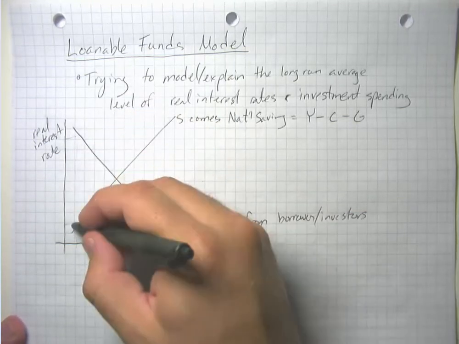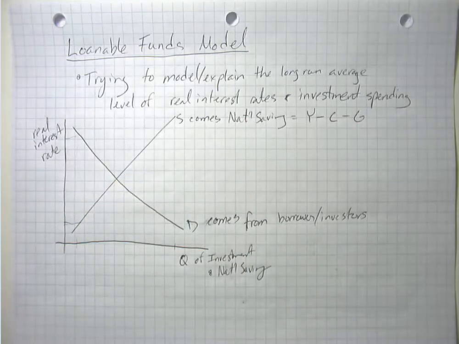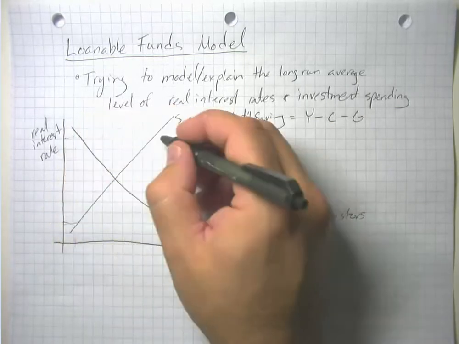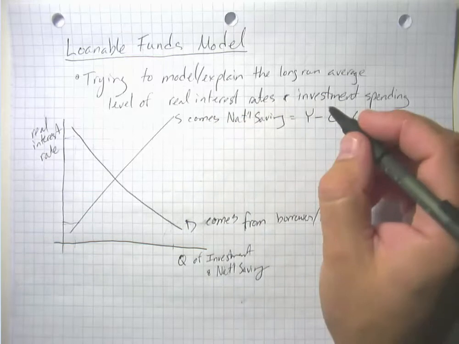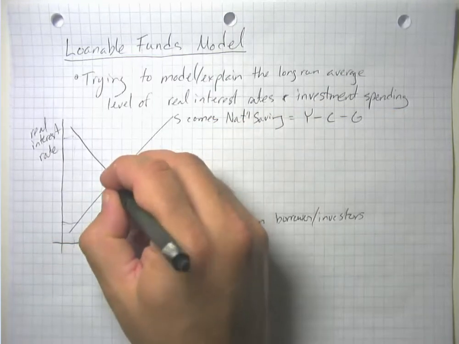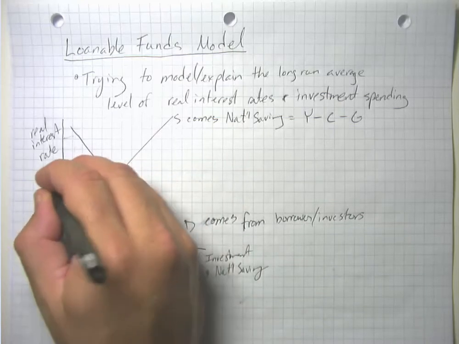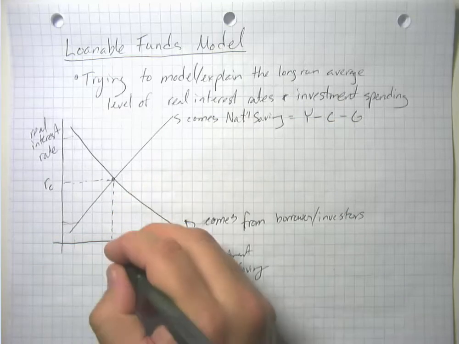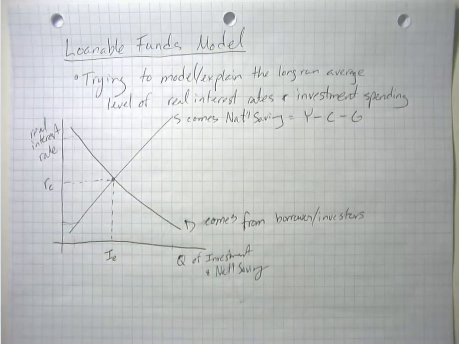On the other end of it, if interest rates are low, then saving doesn't look very appealing, and people will tend to not do very much saving. But if interest rates are high, then saving is going to look more appealing and people are going to do more of it. And so we have this model, and we have some predicted equilibrium real interest rate and equilibrium quantity of investment spending. And so far, so good.